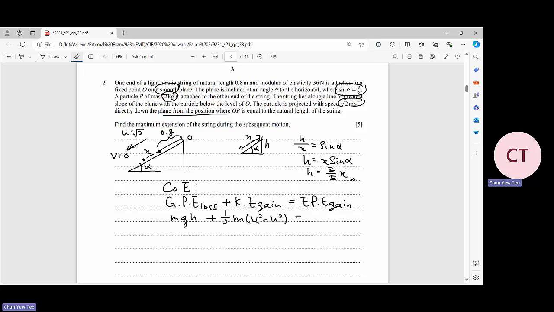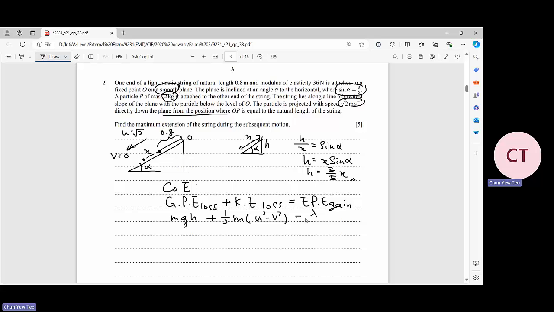Then this cannot be v square minus u square. It will be a half m u square minus a half m v square. Okay, so this one is KE loss, not KE gain. By right, the relationship is supposed to be like that. The KE loss plus the GPE loss is equal to the EPE gain.